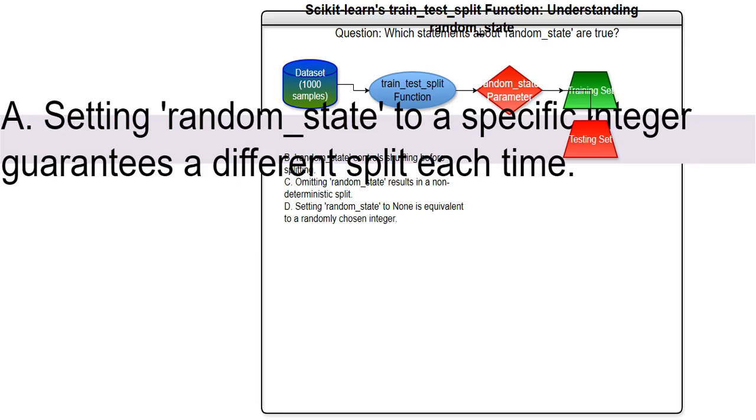Let's examine statement A. It claims that setting "random_state" to a fixed integer, such as 42, will result in different splits each time the code runs. This is incorrect. A fixed "random_state" ensures the same split every time. The randomness is controlled and reproducible.